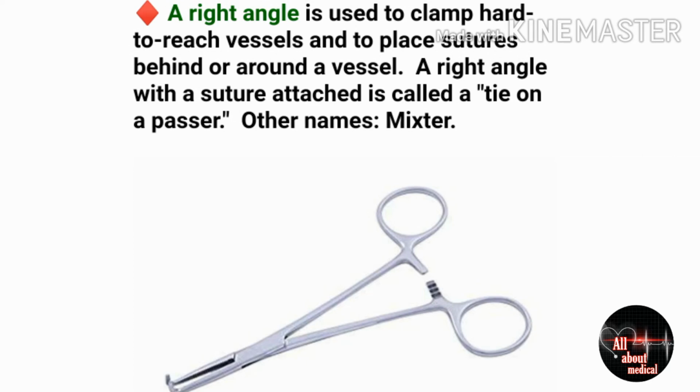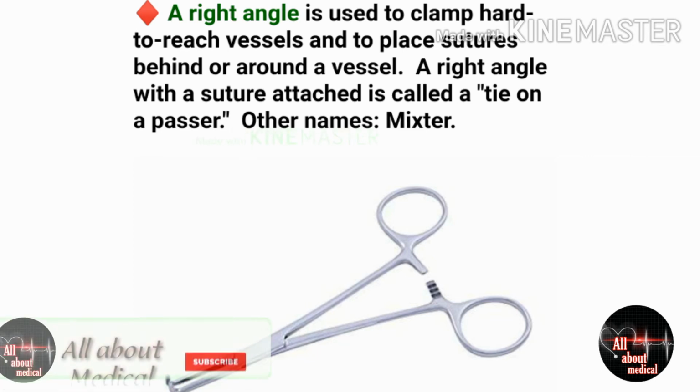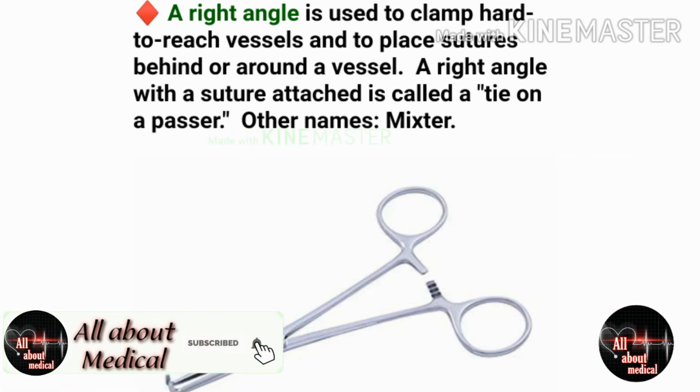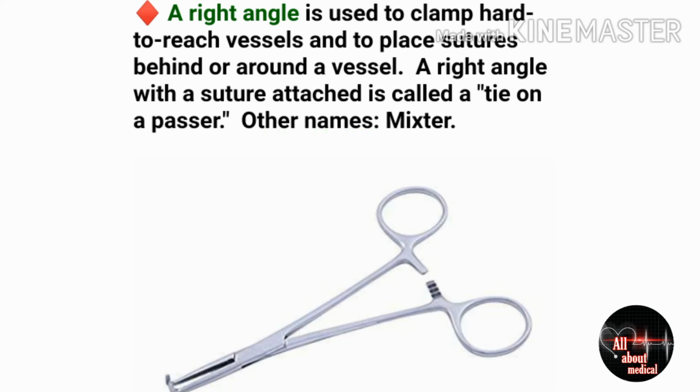So this is a right angle. If you have watched my previous video about obstetric instruments, in that I told you about the right angle retractor. This instrument has the same name. It is also a right angle, but it is used for clamping, to clamp hard to reach vessels and to place sutures behind or around the vessels. A right angle with a suture attached is called a tie on a passer, and another name is Mixter.